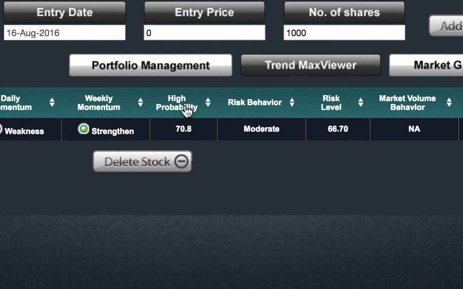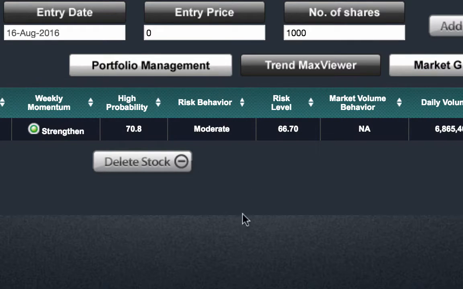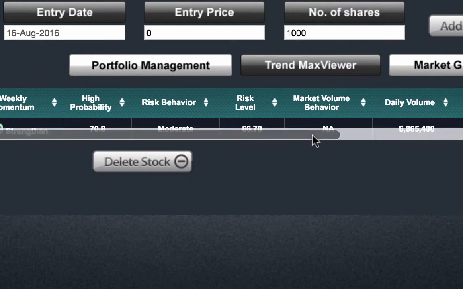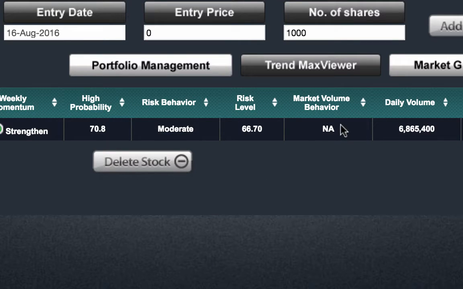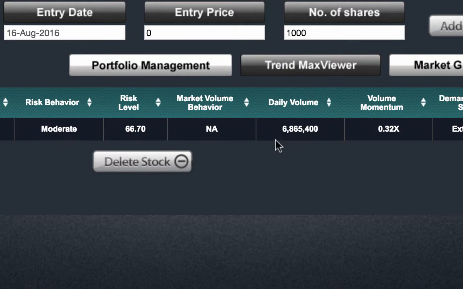We're actually looking at about 82.2. Will be a very healthy number. Okay, if the probability is 82.2, it's very good to go. Okay, of course, risk level, we need to always check the risk level, because part of our investment management is understanding the risk. We also get information like daily volume and volume momentum.